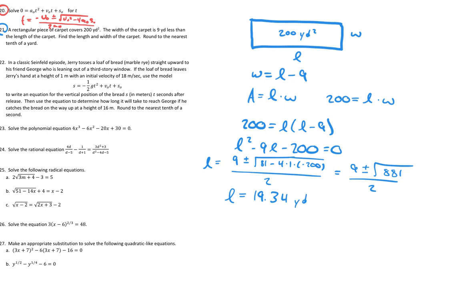Now we just need to solve for width. We know width is 9 less, so width is going to equal 19.34 minus 9. That's just going to be 10.34. Now we round to the nearest tenth. So our length equals 19.3 yards, include your units, and our width is equal to 10.3 yards.